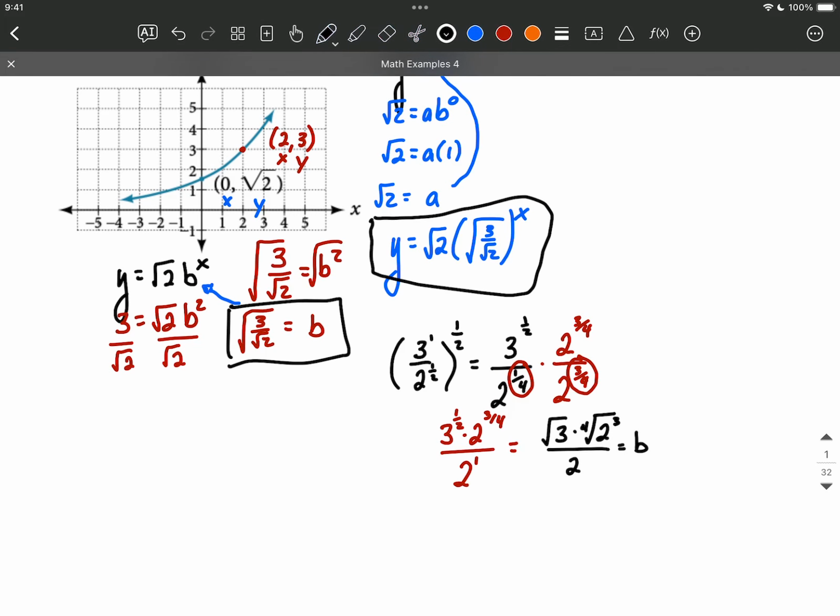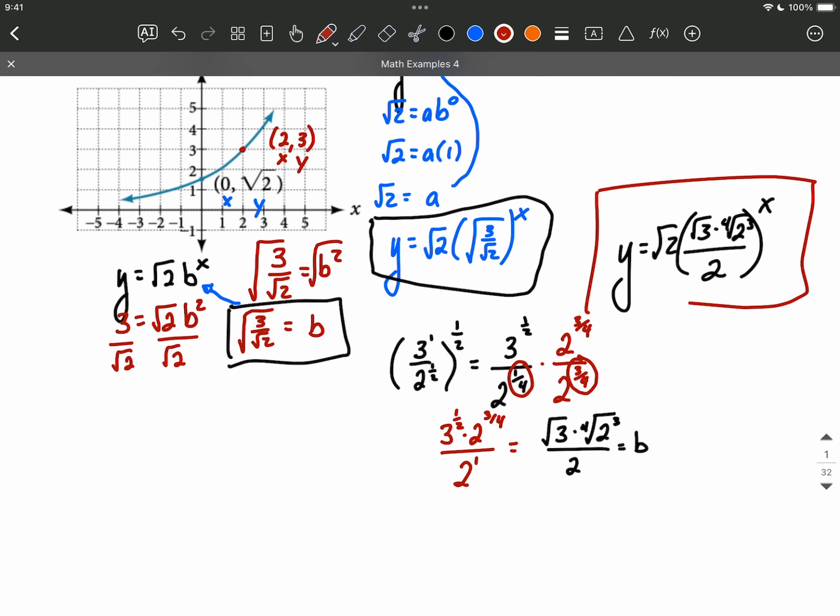So an equivalent answer we could give would be y equals the square root of 2, our same value for a, times our value for b, which could be the square root of 3 times the 4th root of 2 to the 3rd, all over 2. All right, equivalent answers, they look different, but technically we tend to want to get that denominator without a square root over top the 2. But either one of these should produce that same exact exponential graph that we've given on the left-hand side. So I hope this will help out. Good luck.